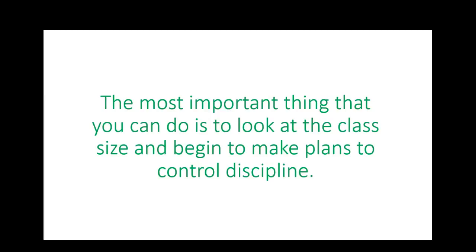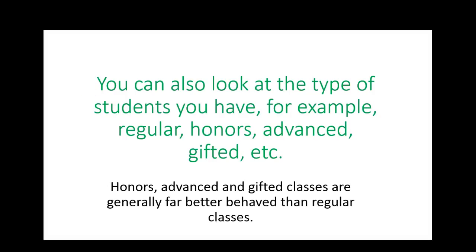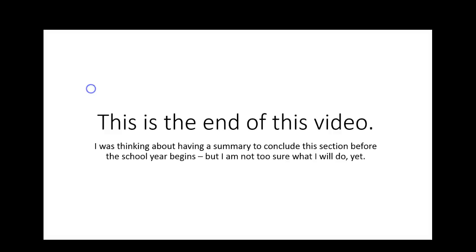But the most important thing that you can do is work on the class size. How many students are in your classes, and you can begin to make some plans to control the discipline. You could also look at the type of students you have. For example, is the class full of regular students, or is it an honors class, an advanced class, a gifted class? Honors, gifted, and advanced classes are usually very well behaved, and the percent of disruptive behavior in those classes is very, very low.